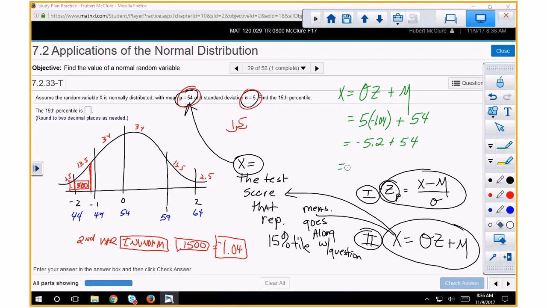Now they may say round up. So I would say, no, it says round to 2 decimal places as needed. So they are wanting the X. They don't specify. So 48.8 what? Is it 48.8 even? Okay, well, they either want the z-score or the x, but I showed you how to do both. This problem does not say, it's not very definitive, so I'll take either answer.